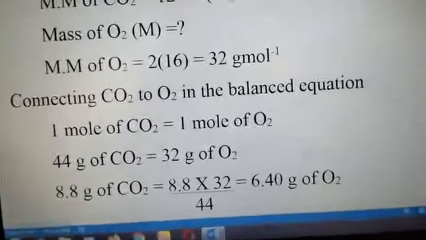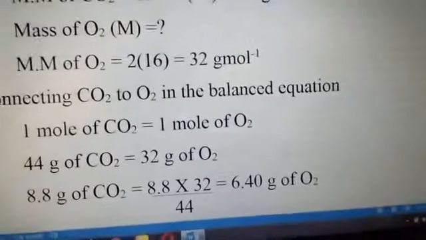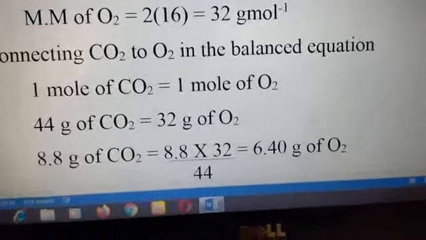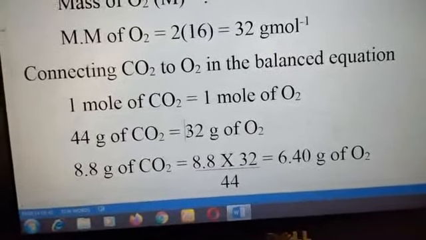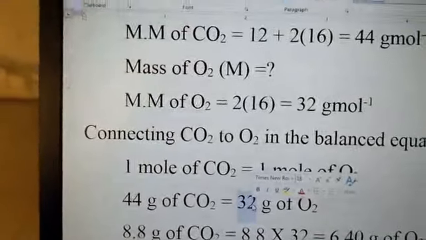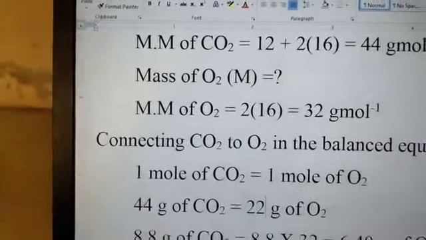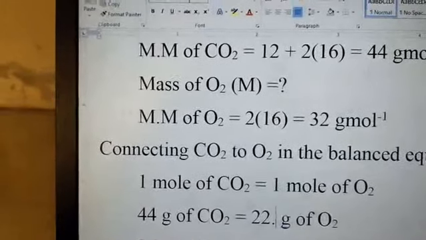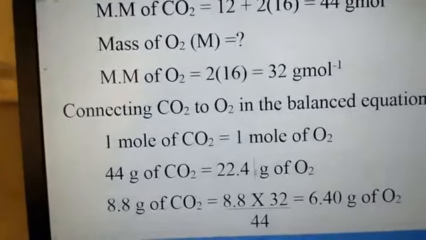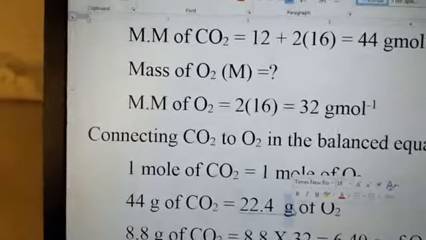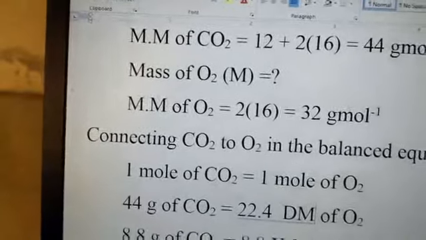We don't need the mass of oxygen since we're looking for the volume of oxygen. So we don't need the molar mass of oxygen. So this 32 grams is not necessary here. The 32 grams should be changed to 22.4 because 1 mole of a gas is equal to 22.4 dm cube at STP. So we'll have to change that and get the right thing.